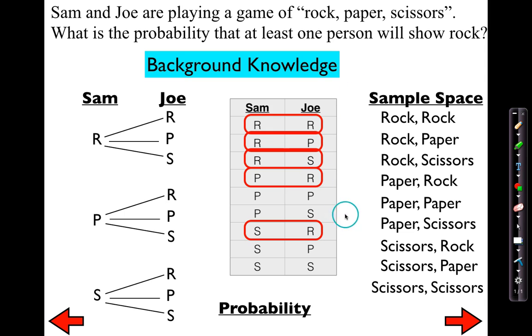So here the probability would be 5 out of 9. Why? Because there are 5 options that have rock with a total of 9 different possibilities. So it's 5 out of 9, and since it's already reduced, that is our final answer.